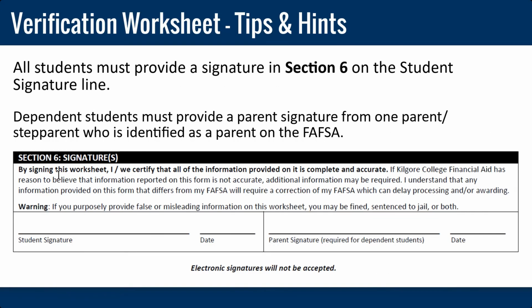All students must provide a signature in Section 6 on the student signature line. Dependent students must provide a parent signature from one parent, step-parent, who is identified as a parent on the FAFSA.